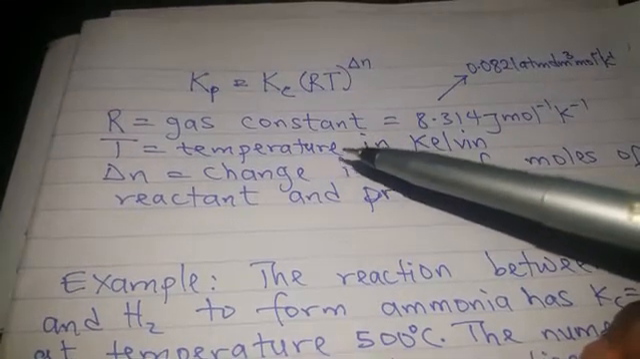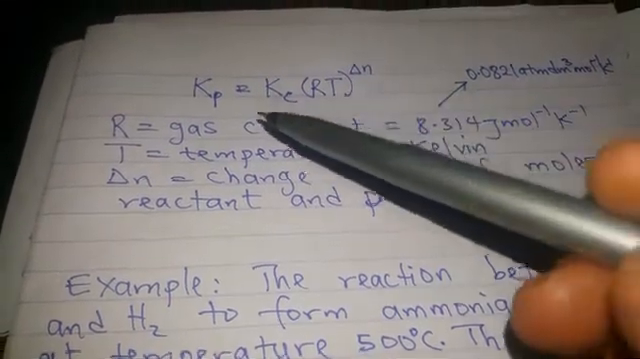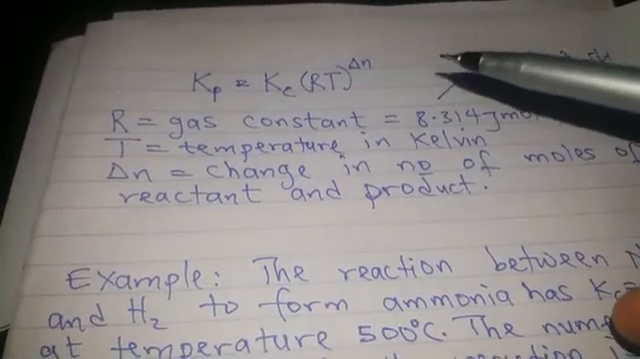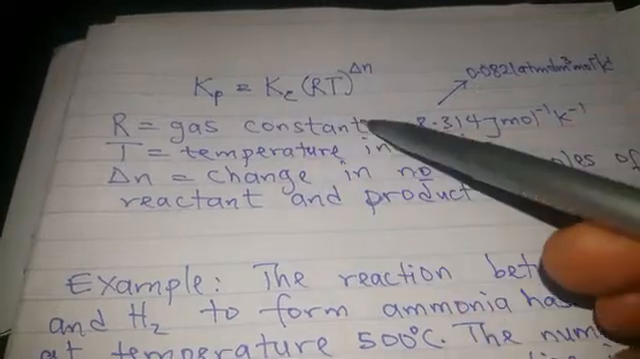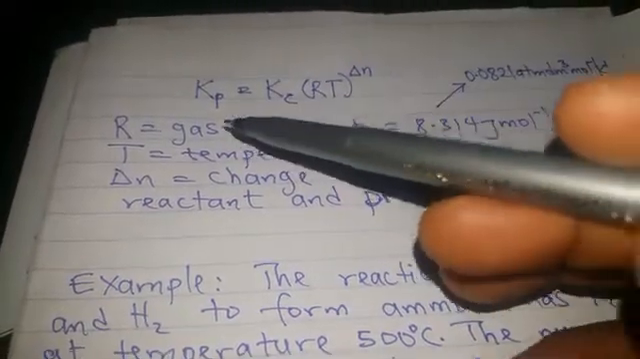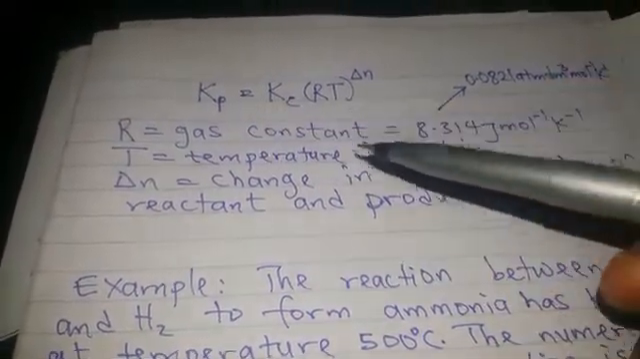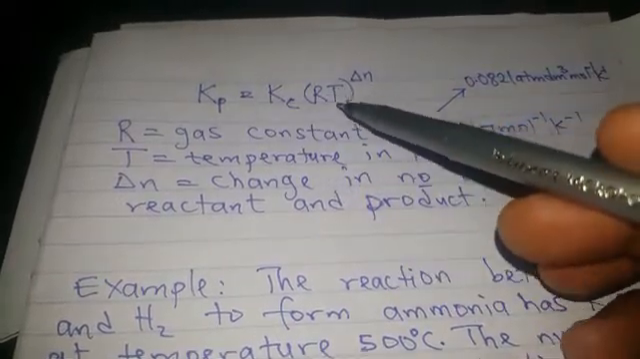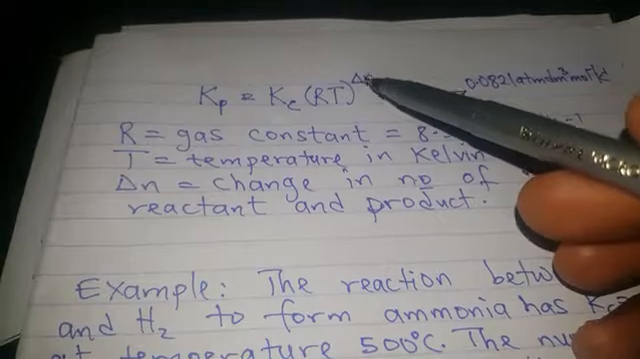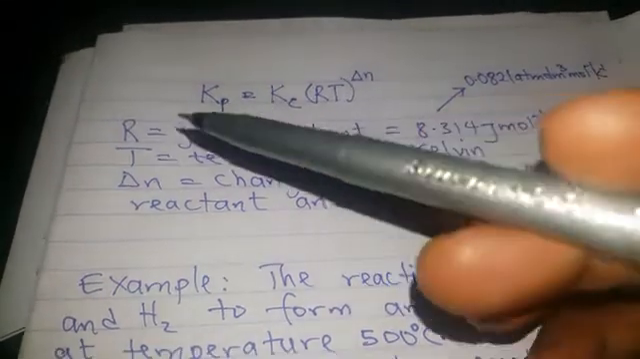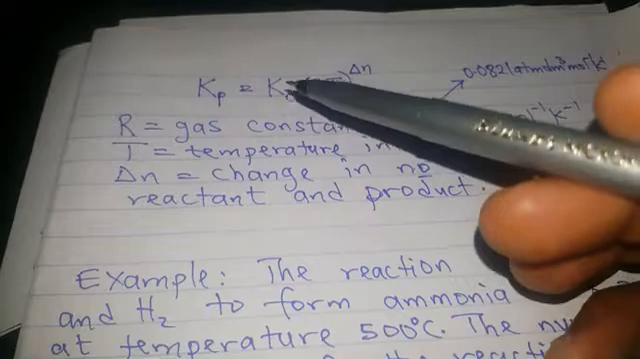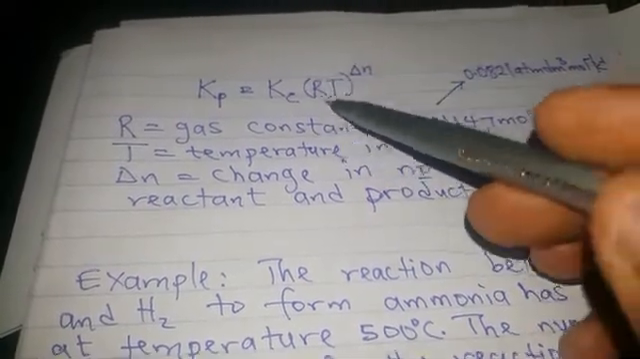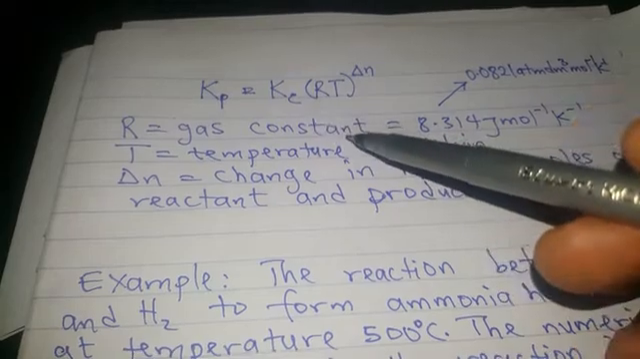Thank you. In this very video, we are looking at the relationship between Kp and Kc equilibrium constants. And here's a simple one. In another video, we saw how this formula is derived: Kp is equal to Kc into RT to the power delta N. Of course, Kp is the equilibrium constant for pressure, Kc is the equilibrium constant for concentration, and R here is the gas constant.